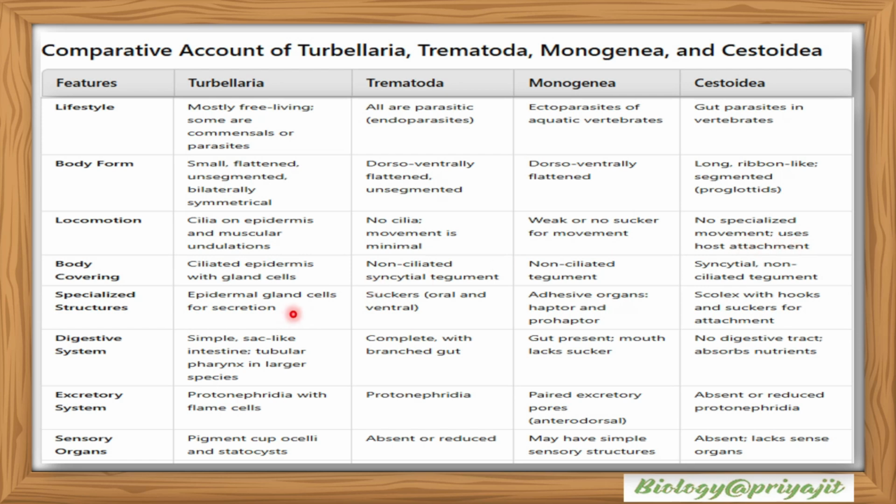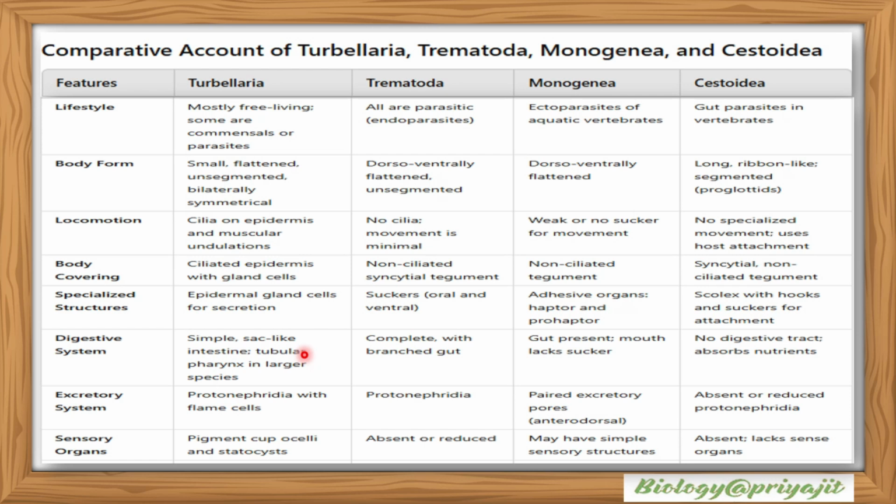Body covering. Turbellaria have ciliated epidermis with gland cells. Trematoda has a non-ciliated syncytial tegument. Monogenea has a non-ciliated tegument, and Cestoda a syncytial, non-ciliated tegument. Specialized structures. Epidermal gland cells are present in Turbellaria for secretion. In Trematoda, oral and ventral suckers are present. In Monogenea, adhesive organs like haptor and prohaptor are present. In Cestoda, a scolex with hooks and suckers for attachment is present.